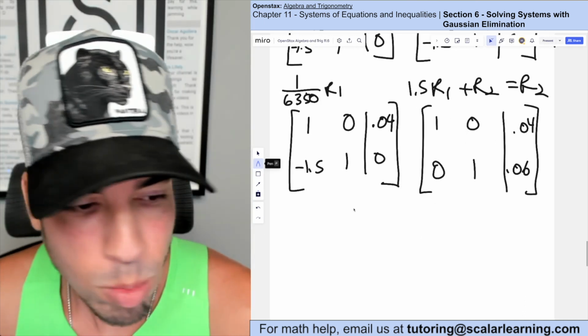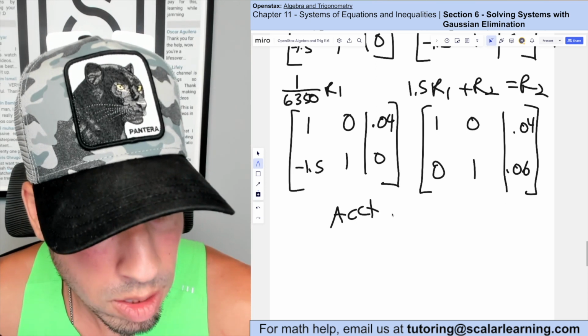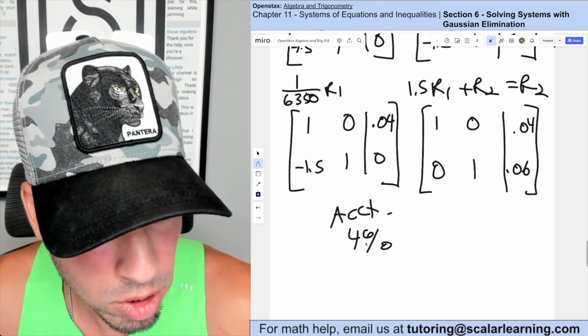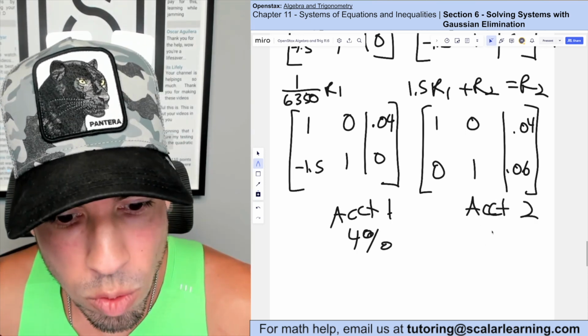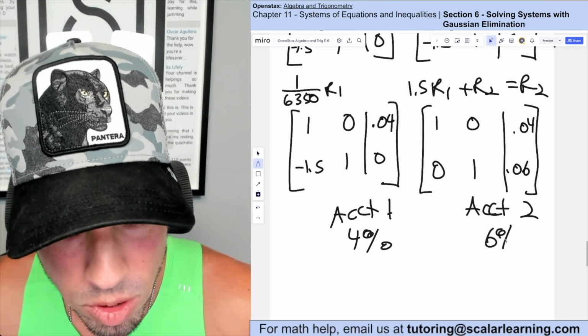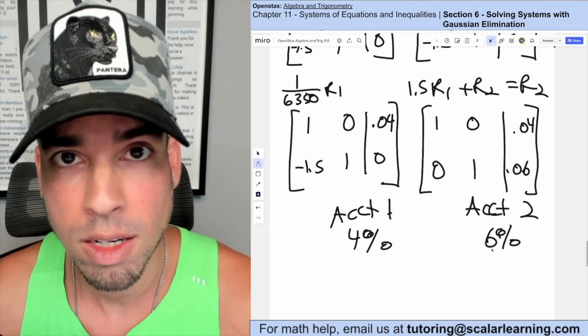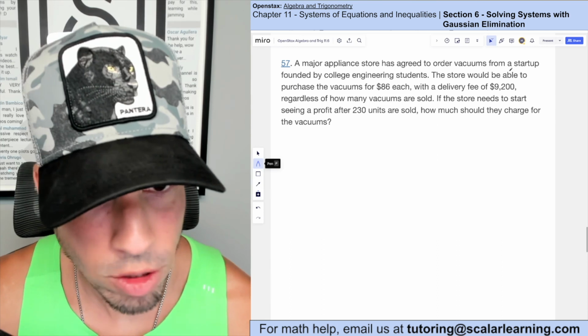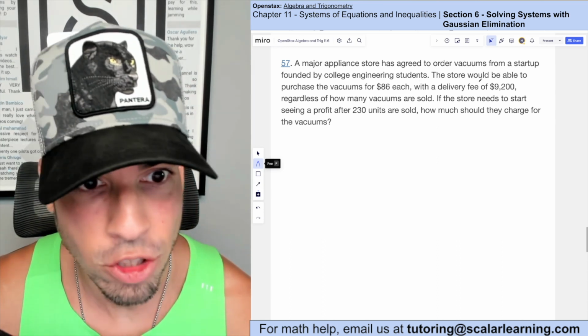So this being in decimal format means for account 1, the interest rate was 4%. For account 2, it's 0.06 or 6%. So that's how you do it. Done. Major appliance stores agreed to order vacuums from a startup founded by college engineering students.